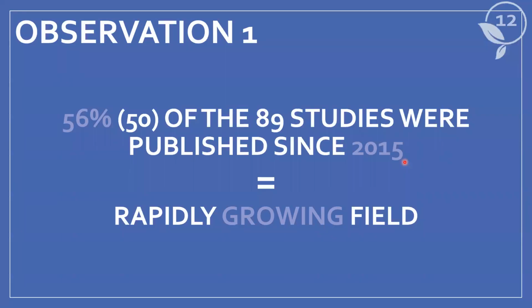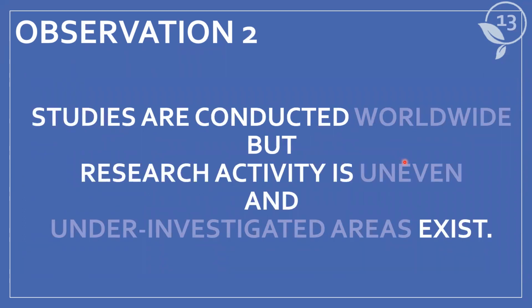So from this review, just as a high-level summary, I have a number of observations. 56% of the 89 studies were published since 2015. And this indicates a rapidly growing field, which is always good. The studies were conducted worldwide, but research activity is uneven, and there are many under-investigated areas. So this presents numerous opportunities for future researchers to expand into these areas.